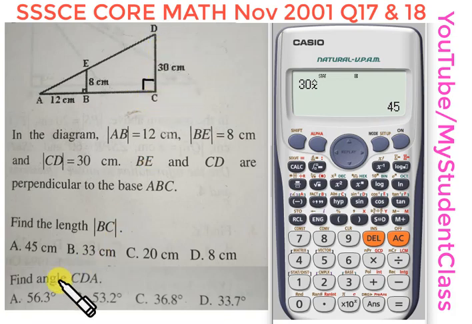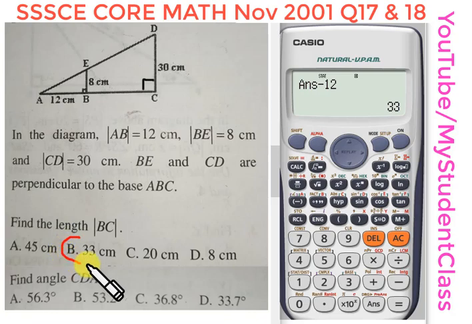If you look at the options, we have 45 as A, B 33. A is not the answer. No, I want BC, not the whole of AC, BC. So where is BC? Right, BC is here. So if AC is 45, to get BC, I have to subtract 12 from this. So the answer minus 12, that I have 33. So the correct answer is B, that is 33 here.